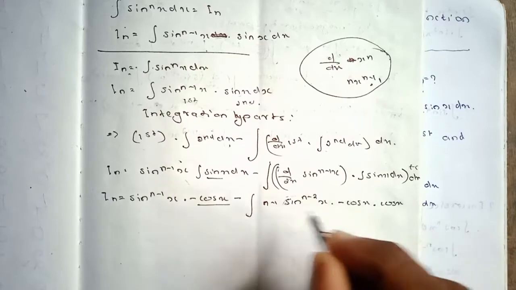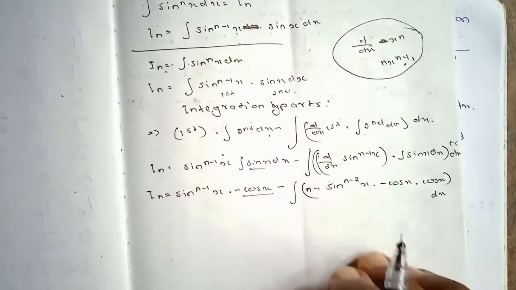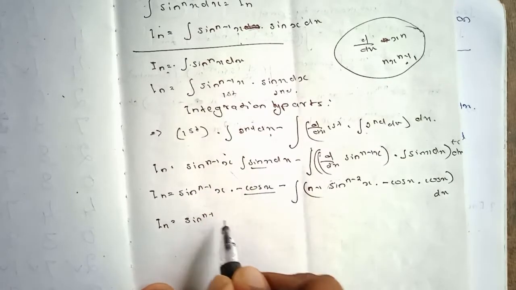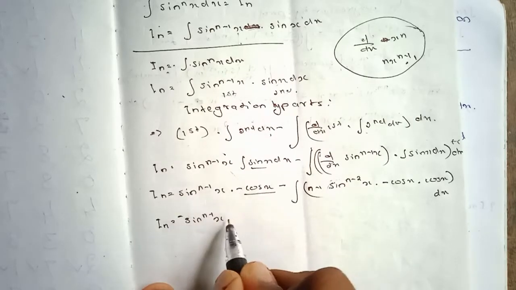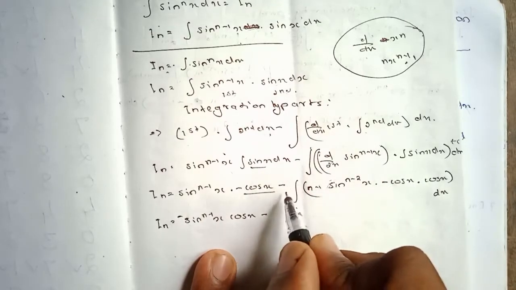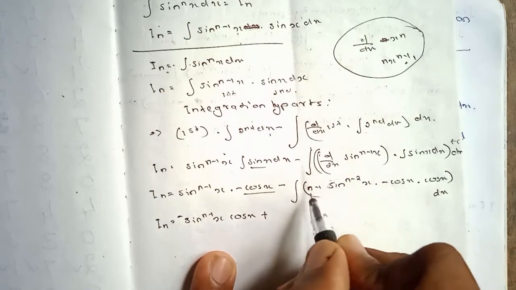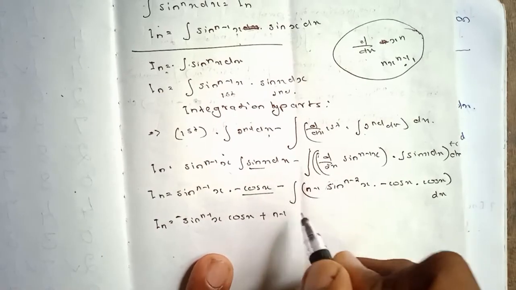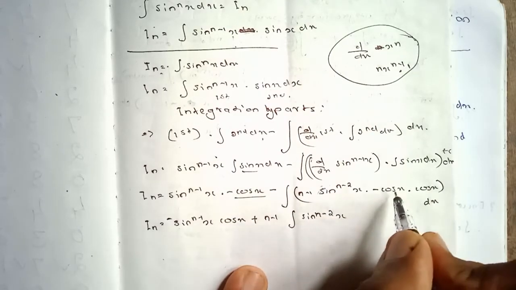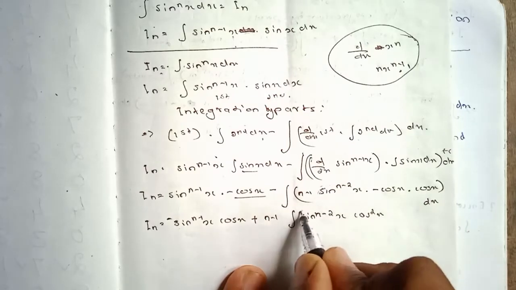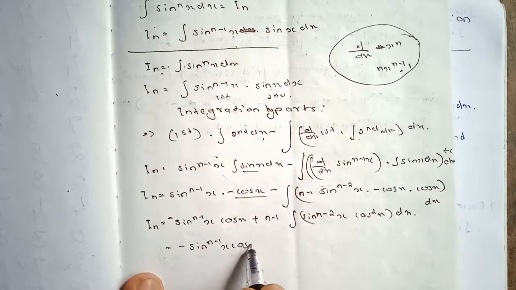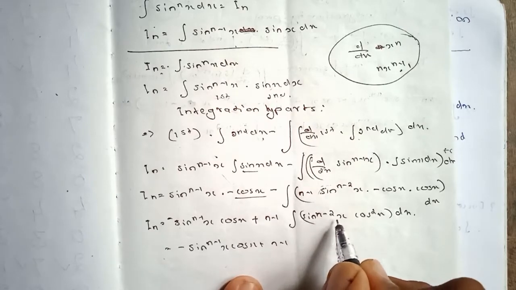Then finally in bracket and dx here. Then I_n is equal to minus sin^(n-1) x cos x. There are two minus signs here, and minus minus is equal to plus, and take n minus 1 out of the integral. Then the integral of sin^(n-2) x into cos x, which is cos square x, dx, is equal to minus sin^(n-1) x cos x plus n minus 1 integral of sin^(n-2) x cos square x.